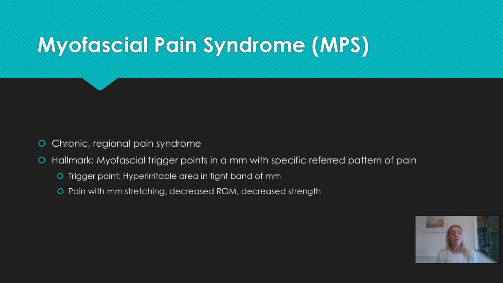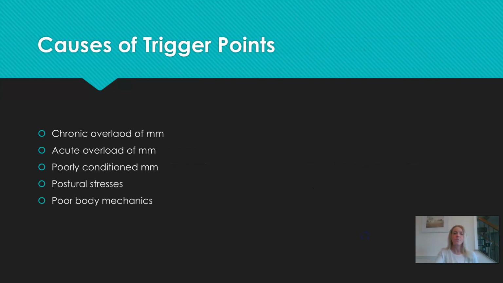All right, somewhat closely related is myofascial pain syndrome or chronic regional pain syndrome. Again, we are looking for the presence of trigger points for this or a specific referred pattern of pain. So again, your trigger point is going to be a hyper-irritable area within a tight muscle, and they will experience pain with stretching. They'll have decreased range of motion, decreased strength. So usually pain, stiffness, weakness.